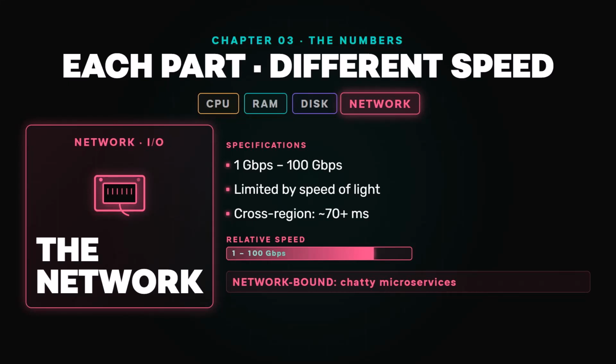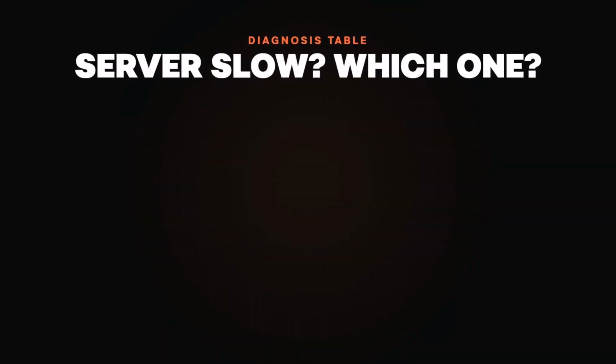Finally, the network card. This is your link to the rest of the world. Speeds range from 1 GB per second on small servers to 100 GB per second on big ones. Even a perfectly fast server can't beat the speed of light. If you are serving big videos or chatting with 20 microservices per request, you are network bound.